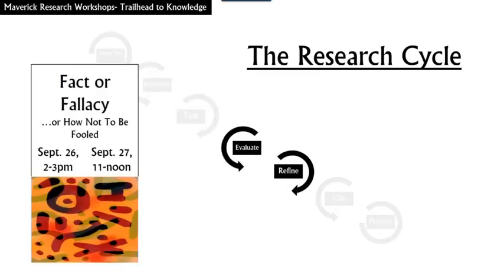Speaking of which, Fact or Fallacy, or How Not to Be Fooled, will be on September 26th from 2 to 3 p.m. in the event space here in the library, and on September 27th, which is a Wednesday, from 11 to noon. So if you can make it to one of those, that'd be great. If not, we'll also make the recording available and you can view it that way as well.